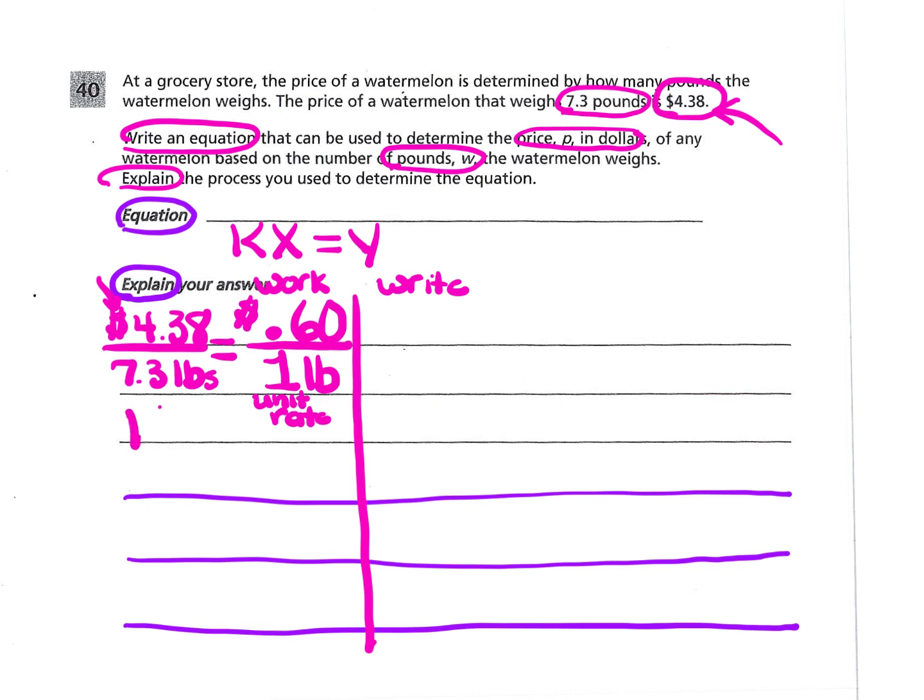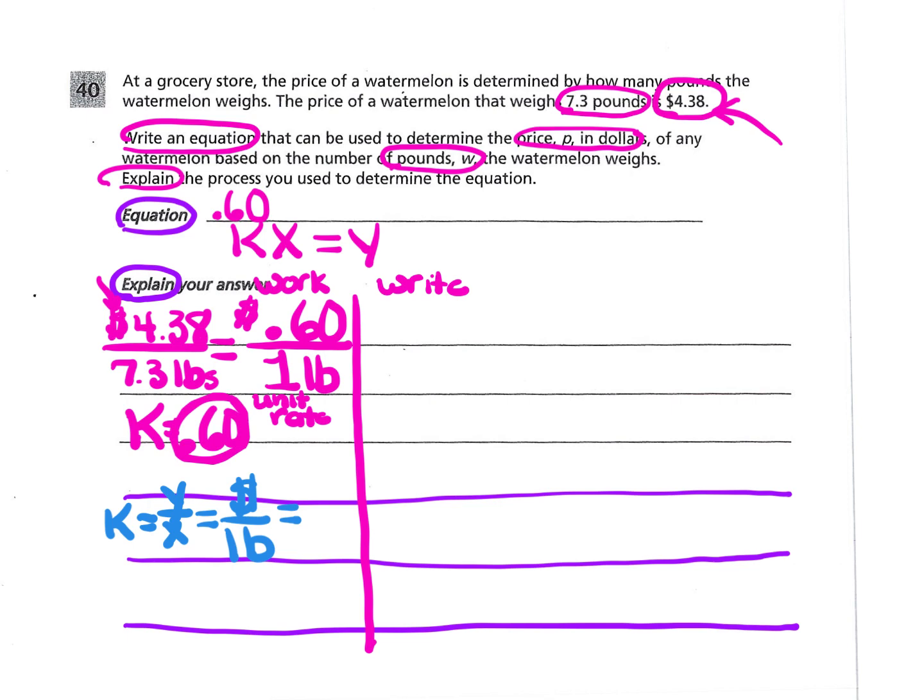We know right now that the K rate is 0.60 or 60 cents. So we can write that down here on the lines. We also know that K is equal to Y over X. Or in this case, dollars per pound.